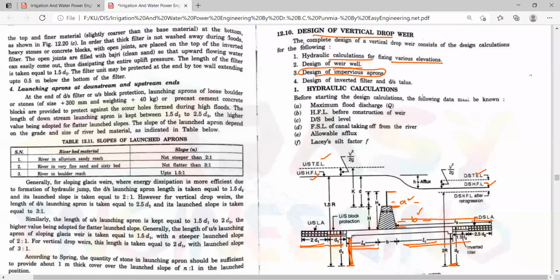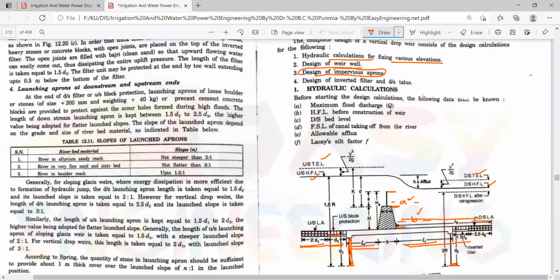Similarly, L2 and L1 we need to calculate. D2 is the depth of the sheet pile on the downstream side. The downstream side inverted filter will be 1.5 times D2. So 1.5 times D2 will be the inverted filter length. The length of the downstream side launching off-run will be 2.5 times D2. So these are the standards.